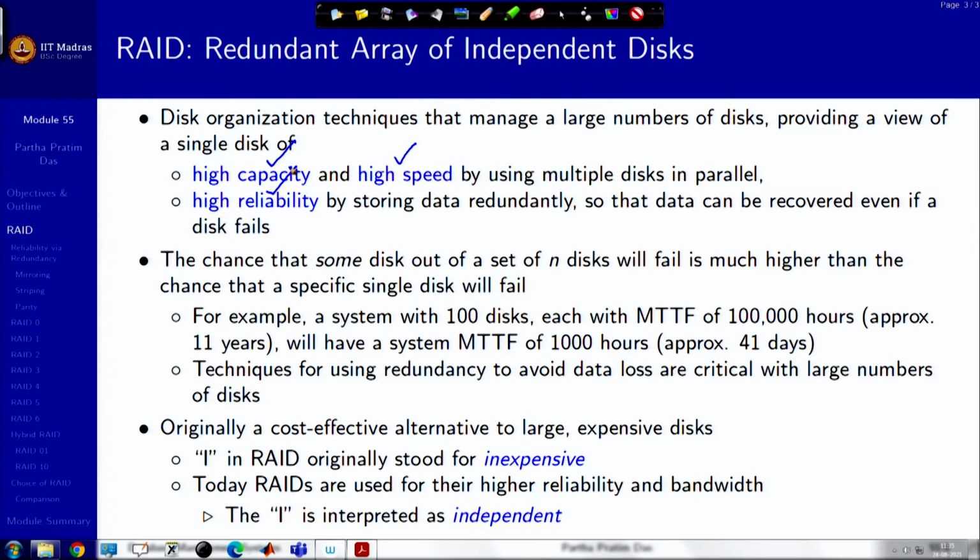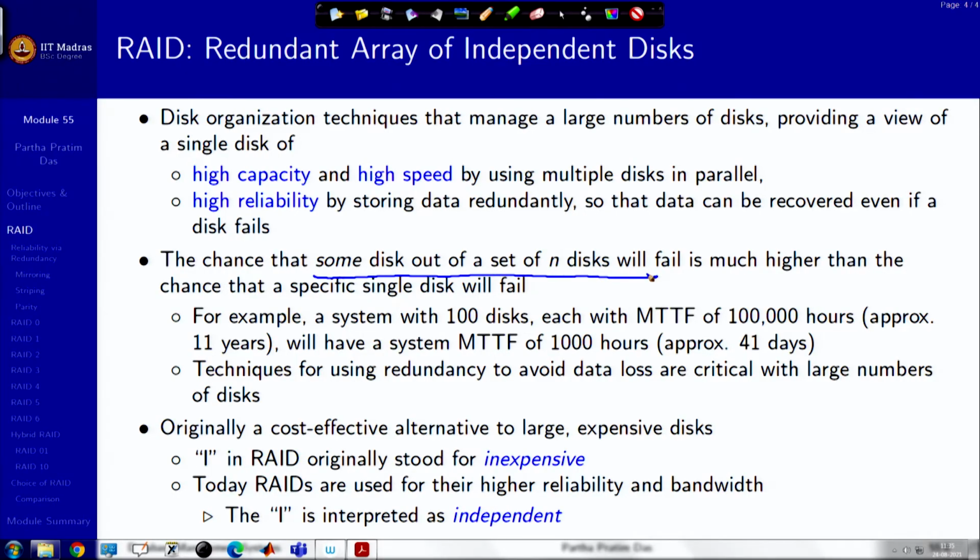Importantly, it provides high reliability by storing data redundantly. Please do not get confused. We have since the beginning talked about the fact that redundancy is bad. That was redundancy which was logical, redundancy in terms of your entities and attributes. But here we are talking about redundancy in the sense of having multiple copies of the same data, so that when one disk fails, if it does, the data can be recovered from the other disks which are still working fine.